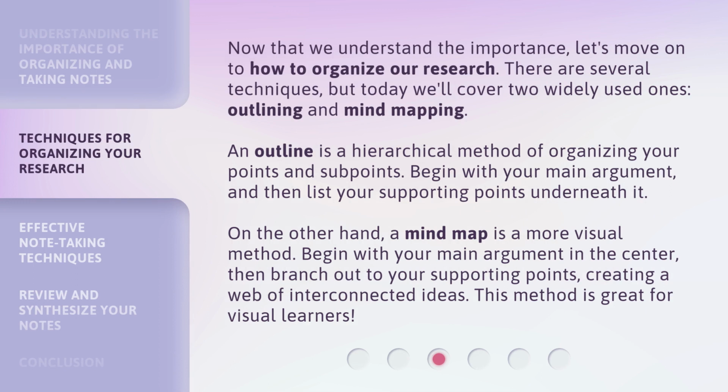Now that we understand the importance, let's move on to how to organize our research. There are several techniques, but today we'll cover two widely used ones: outlining and mind mapping. An outline is a hierarchical method of organizing your points and subpoints. Begin with your main argument, and then list your supporting points underneath it.